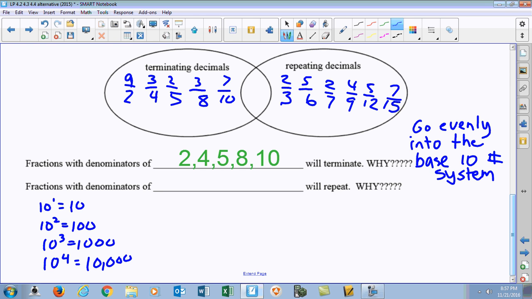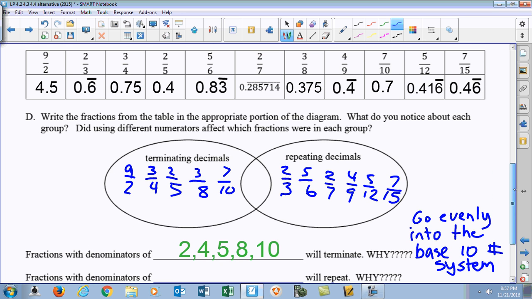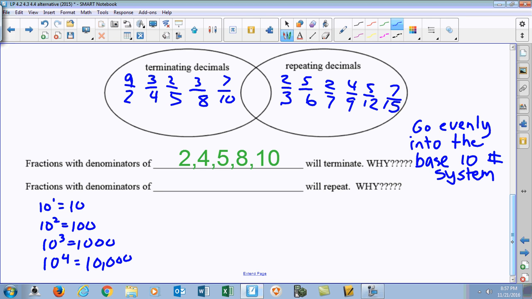If you noticed up above here, we said that 0.4 terminated at the tenths. There's 10 to the first power. 0.75 terminated at the hundredths. That's the hundredths power. 0.375 was the thousandths. Okay, so that's why it does that.